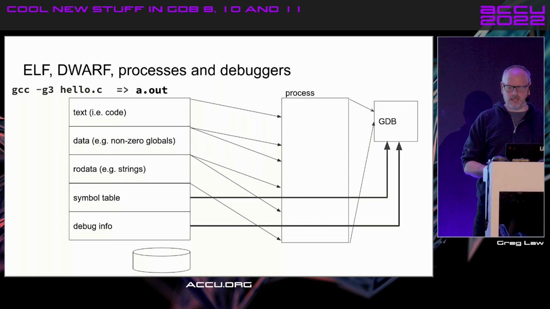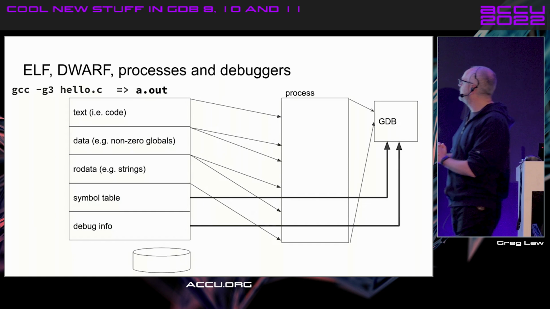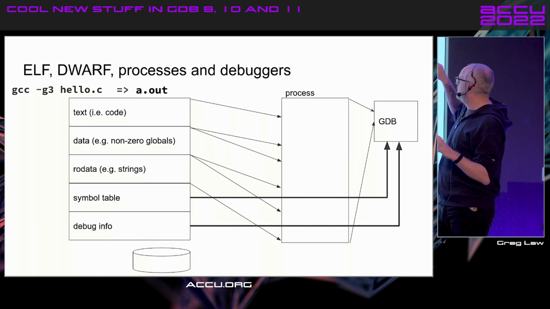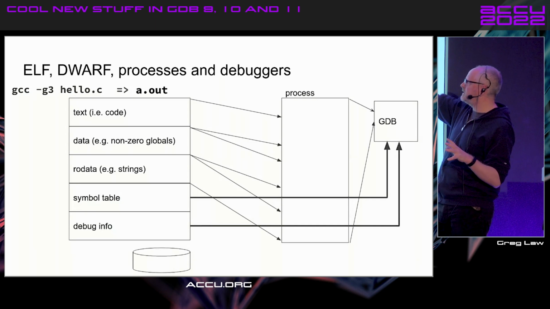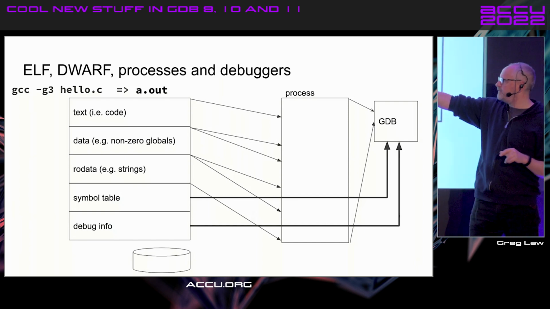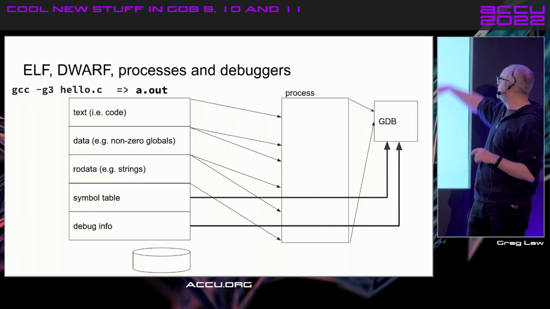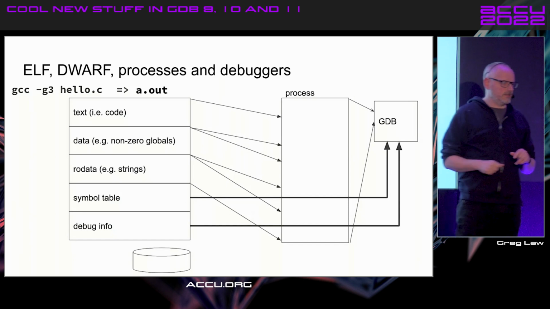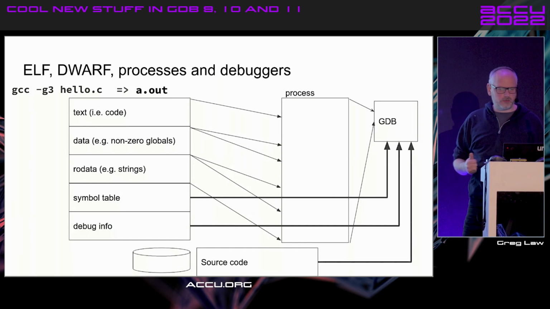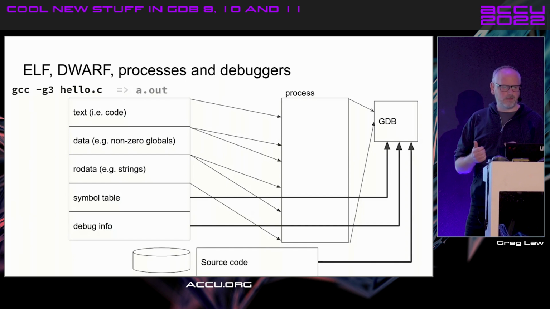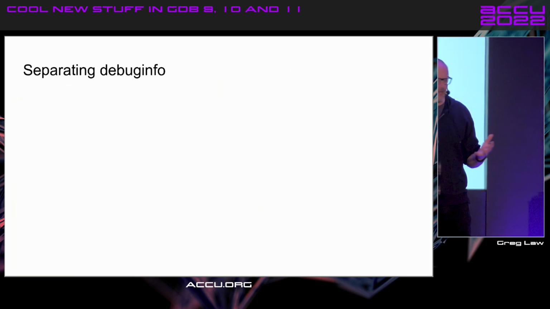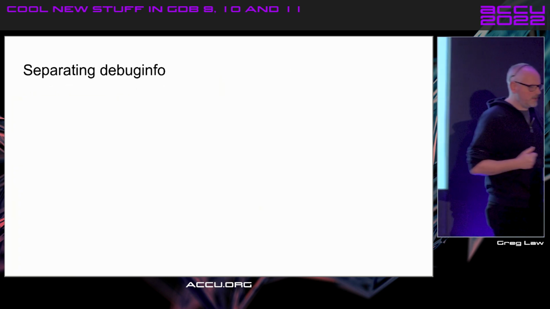Oh, sorry, I've got a bit out of sync. So when we run GDB, or whatever debugger, it's going to look at the text, the code, the data, and everything by looking directly in the process. But the debug info and the symbol table won't be there, so it will read those directly off the disk. And the source code also, of course. So, carrying around that debug info can be very big.